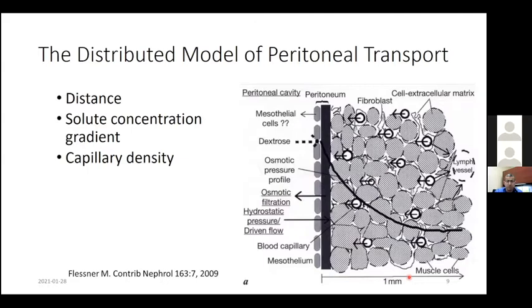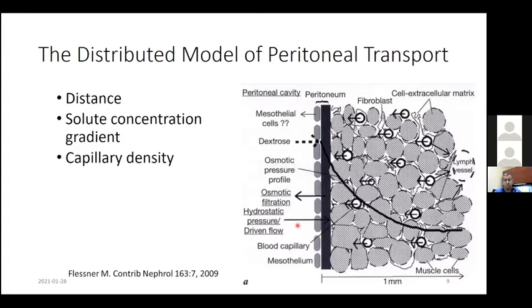This is what it's showing. There are other forces for the solutes to come out. One is the osmotic filtration, which is because of the osmotic force. The one which is going to oppose it is the hydrostatic pressure. Now, what is hydrostatic pressure? It is nothing but the pressure inside the belly when the person has the fluid inside. We'll come to it a bit later as well.